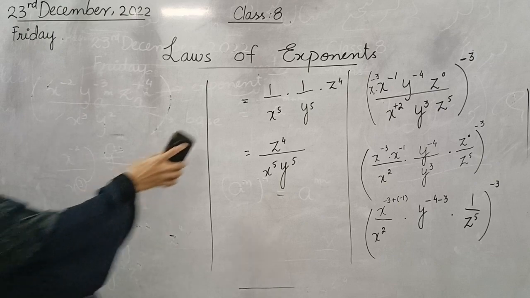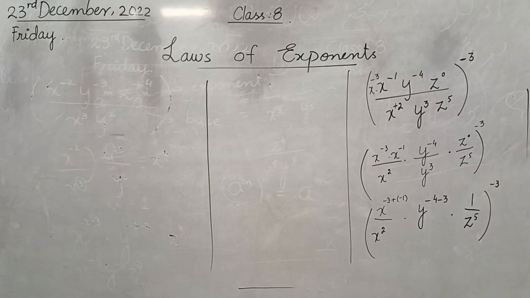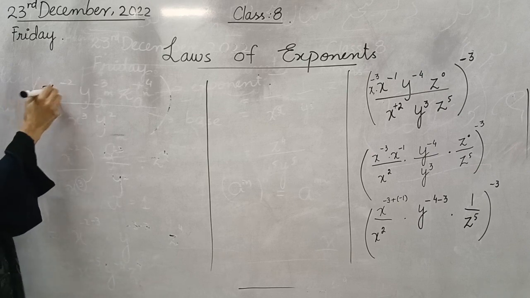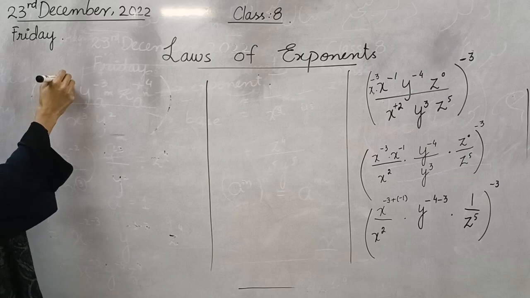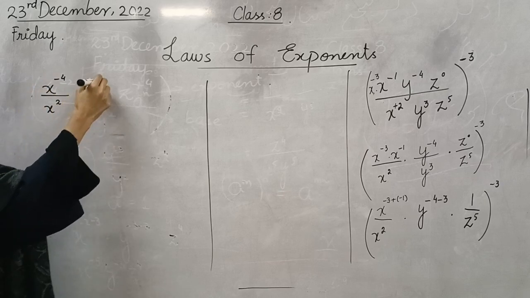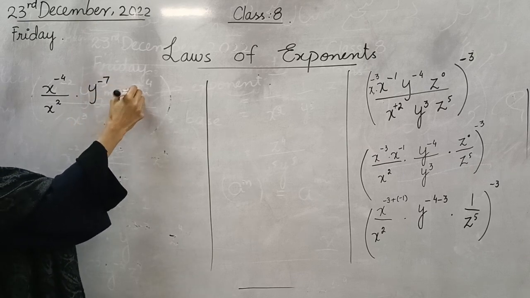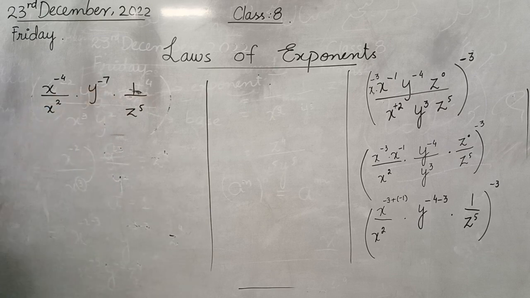Next step is to simplify the bases. So let's simplify. X raised to power minus 3 minus 1 is minus 4 over x raised to power 2, y raised to power minus 7 and z raised to power 1 over z raised to power 5. What will be the next step?